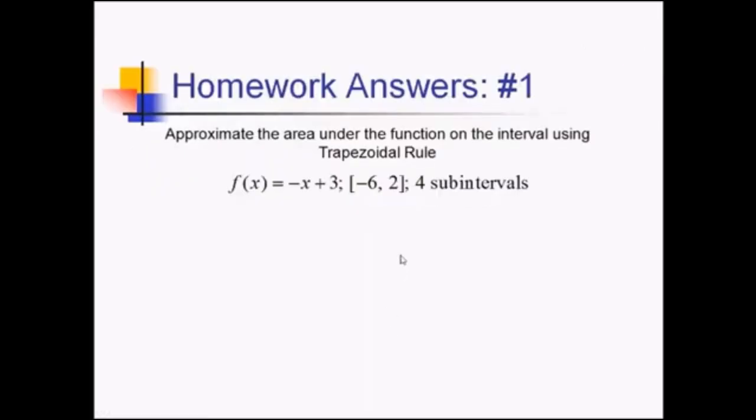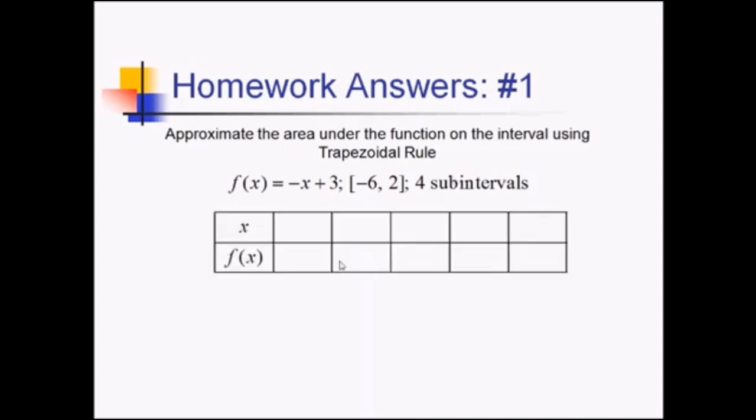For this problem, we're trying to approximate the area under negative x plus 3 from negative 6 to 2 for 4 subintervals using trapezoidal rule. We'll start with a table. In this table, I'm going to be putting my x values. We're going to start at negative 6, and 4 subintervals over this interval means that we have to go by 2's. So negative 4, negative 2, 0, and 2.